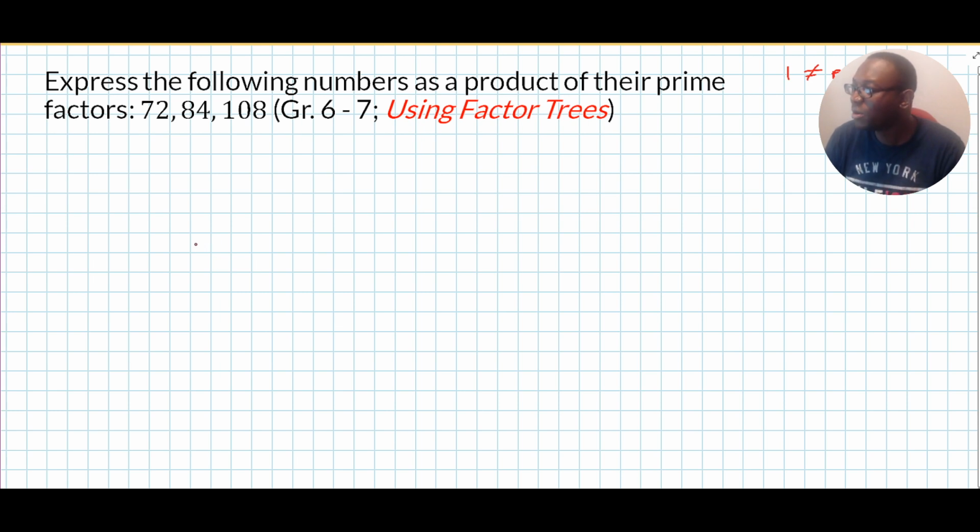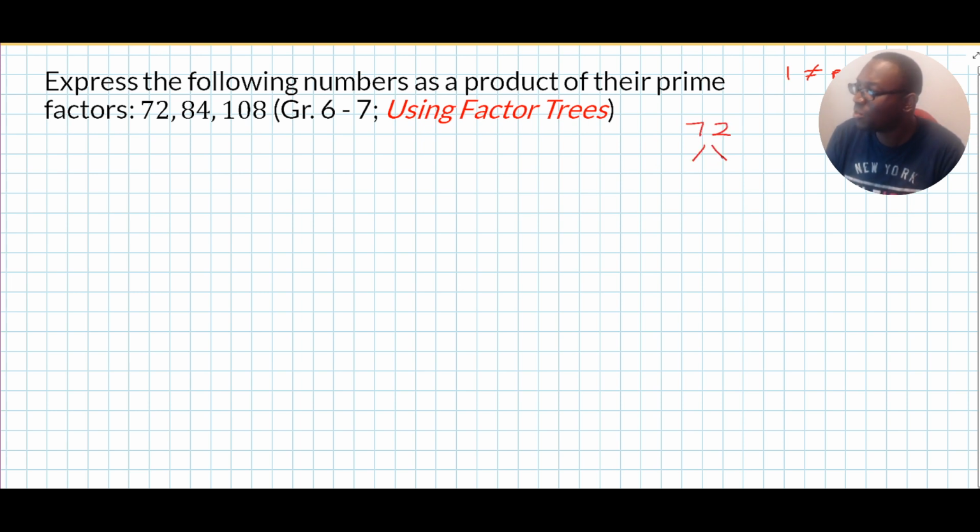So express the following numbers as a product of their prime factors. We have 72, 84, and 108. To do this, if you're very familiar with your divisibility rules for 2 all the way through 10, this will be easier for you to do. So let me go ahead and show you how to do this, because this is something that is important for you to know. Let's see, 72.